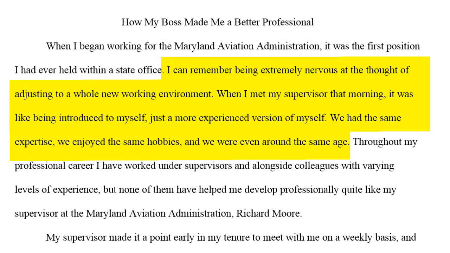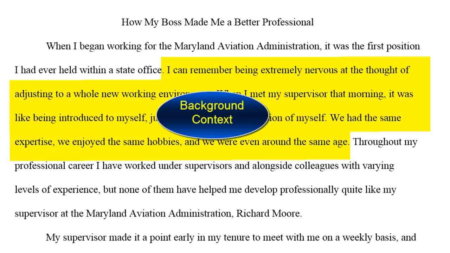I can remember being extremely nervous at the thought of adjusting to a whole new working environment. When I met my supervisor that morning, it was like being introduced to myself, just a more experienced version of myself. We had the same expertise, we enjoyed the same hobbies, and we were even around the same age. So now that we've been introduced to the topic, we've been provided background information on the situation and the person who will be the focus of the essay.